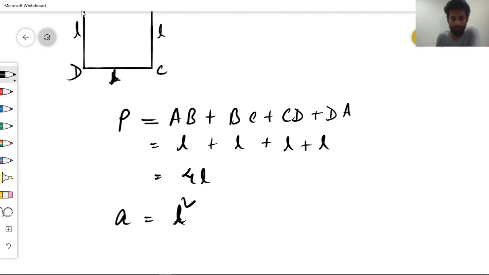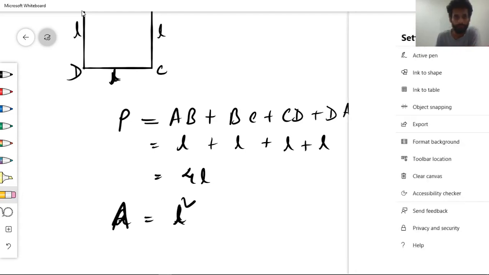You can take any alphabets. It can be A also, it can be B also, it does not matter. It can be S also, so just don't get confused with that one. Just remember the formula. If you are taking S, it will be S square. If you are taking A, it will be A square. So I am taking L, so it will be L square. It depends on what variable you take. Now this is for the square.